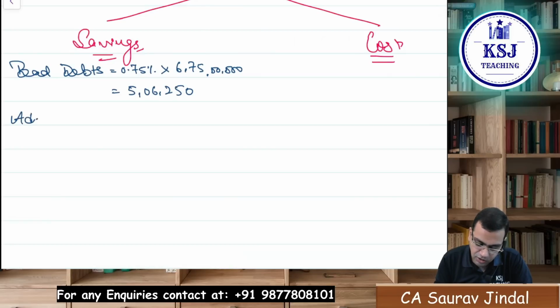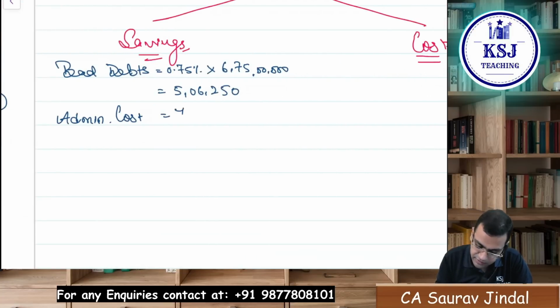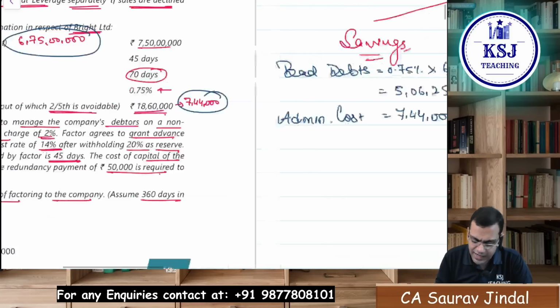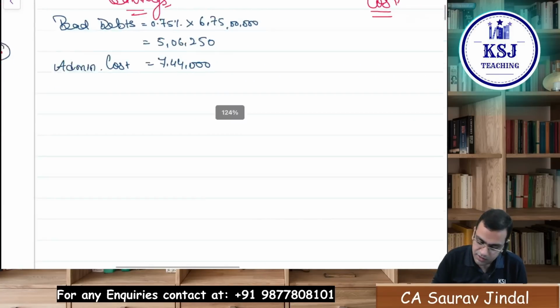Another one is admin cost saved. How much, sir? The avoidable part only, 7,44,000. Sir, any other savings is there? Now there is a very important point here. The average collection period for the company was 70 days. Now this factor says I will collect the money in 45 days. Earlier the money was blocked for 70 days. Now the money will be blocked for only 45 days. There is savings in the opportunity cost for the remaining days. For 25 days, there will be savings in the opportunity cost, right?